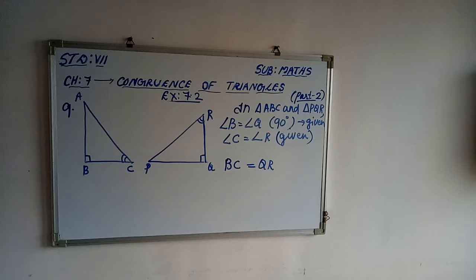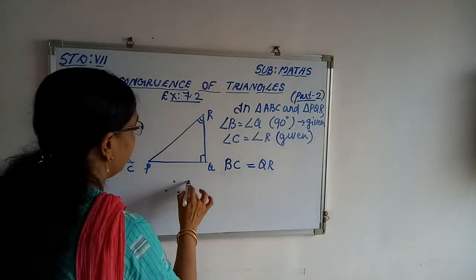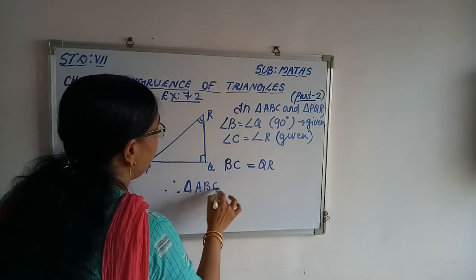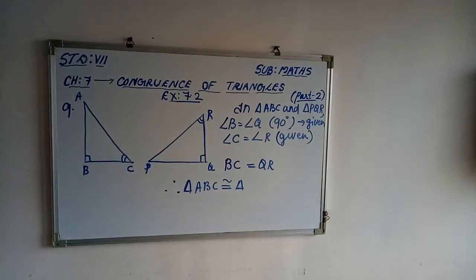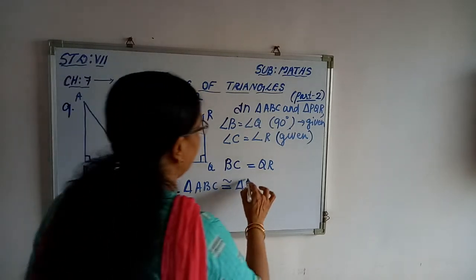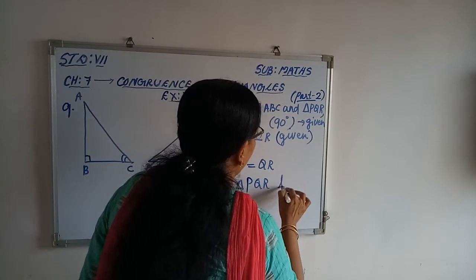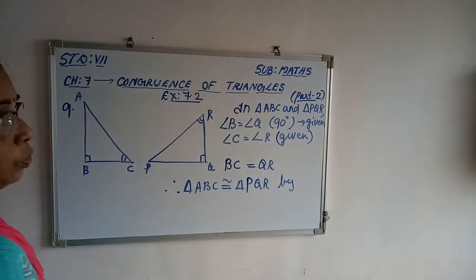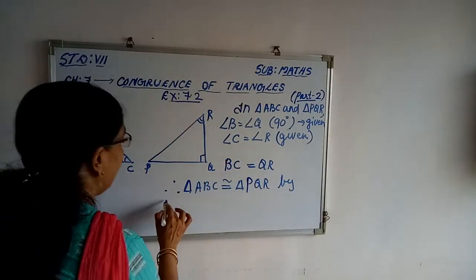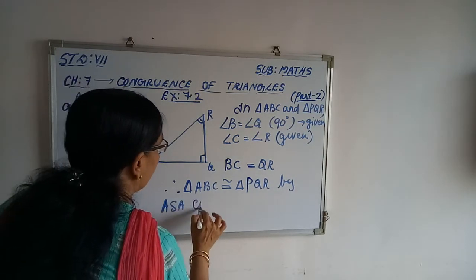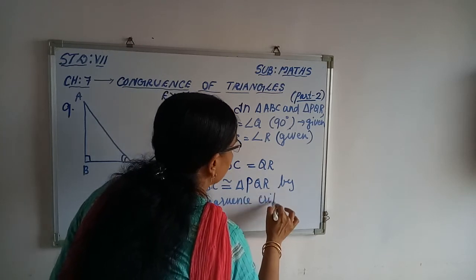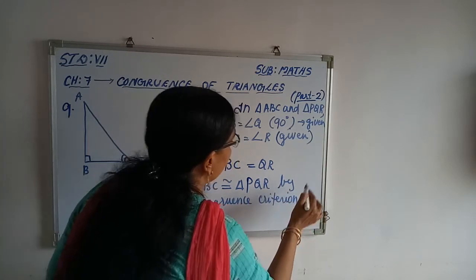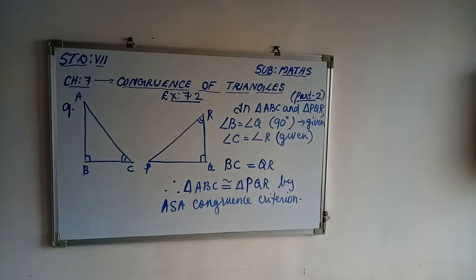Therefore, what can you write? Triangle ABC will be congruent to triangle, which triangle? PQR, yes, triangle PQR, by which criterion? Two angles and the included side. ASA Congruence Criterion. Clear to you?